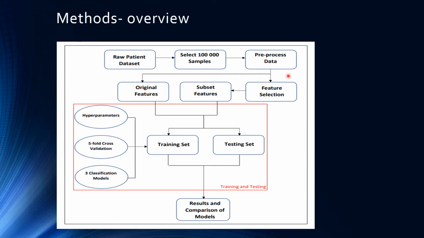We then pre-process the data and use feature selection to come up with a subset of features. We then compare the subset of features to the original features, and we use this red box to train and test the data. We use the hyperparameters, the 5-fold cross-validation, together with 3 classification models to train the data. We then use the testing data to obtain the results, and we compare the models.